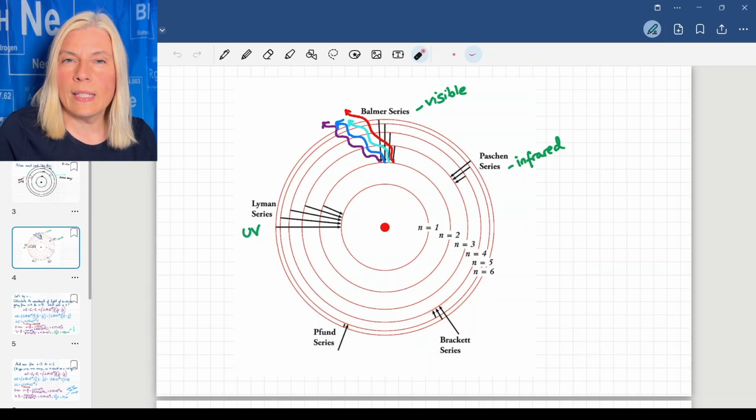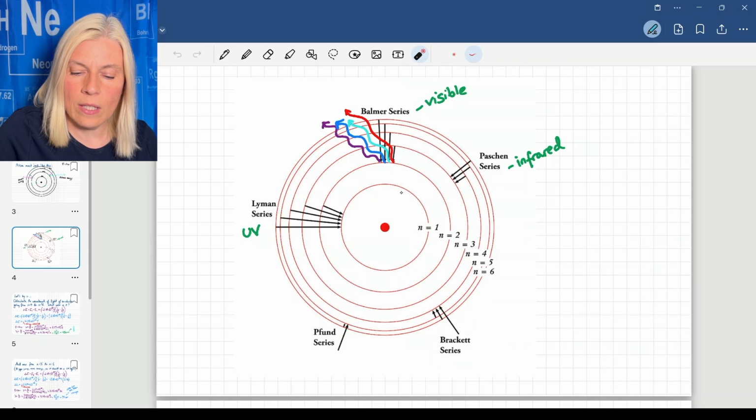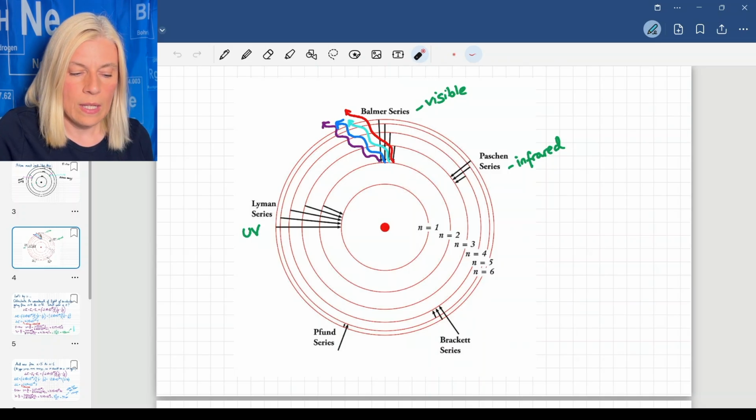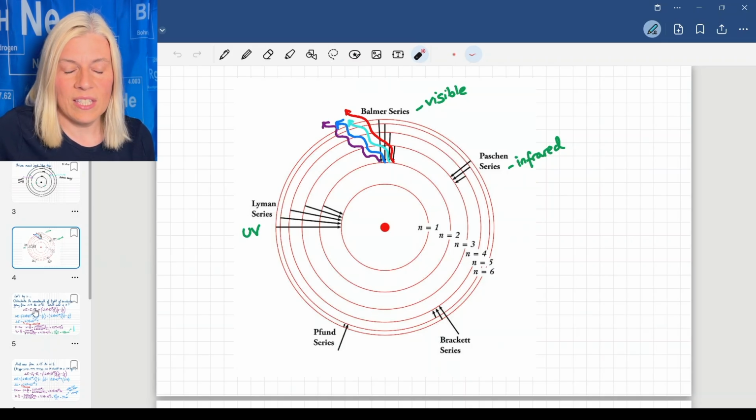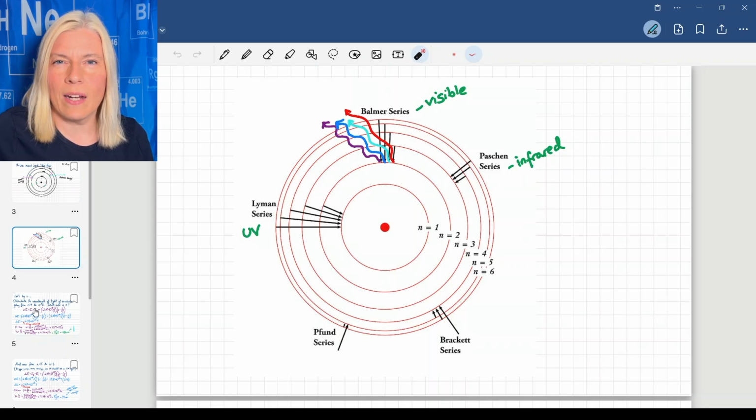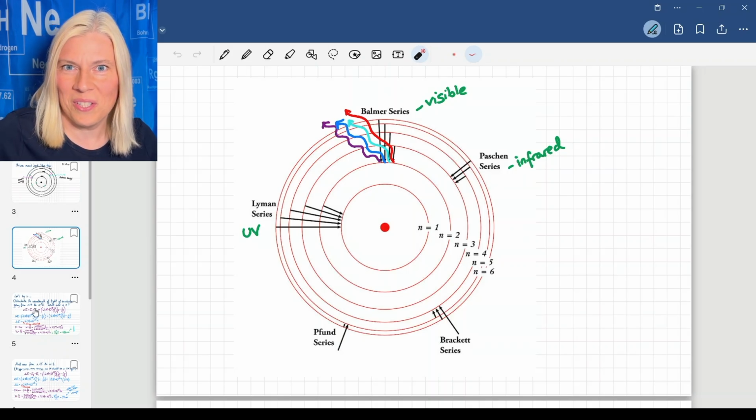So Bohr says everything is on an orbit. An electron can only be on specific orbits. Electrons cannot be in between. So how do they get there? How can they get there? Really interesting. But let's actually do some calculations to see if it works, right?